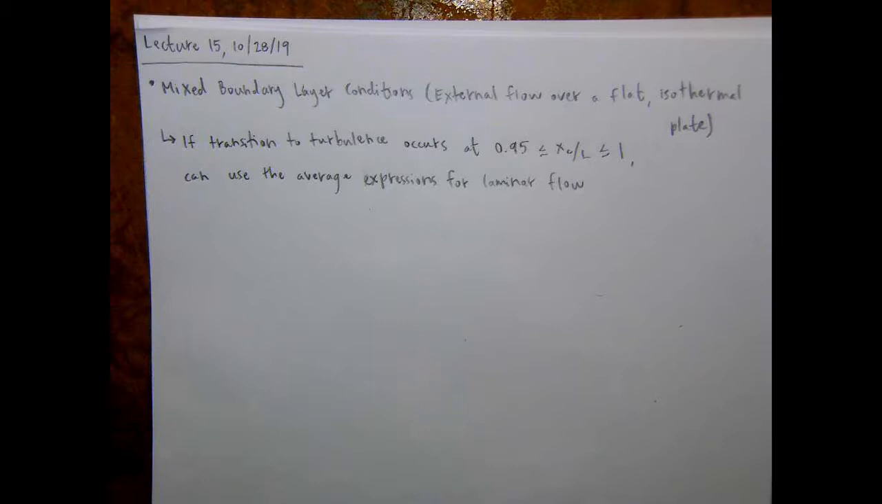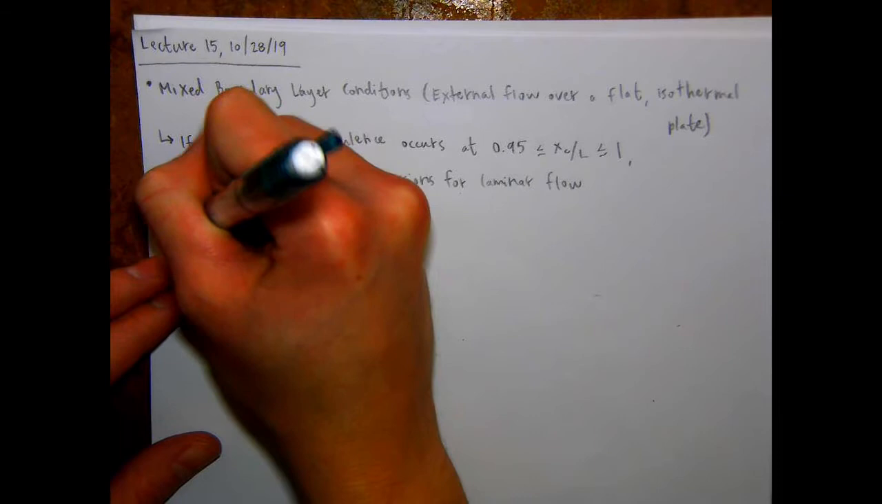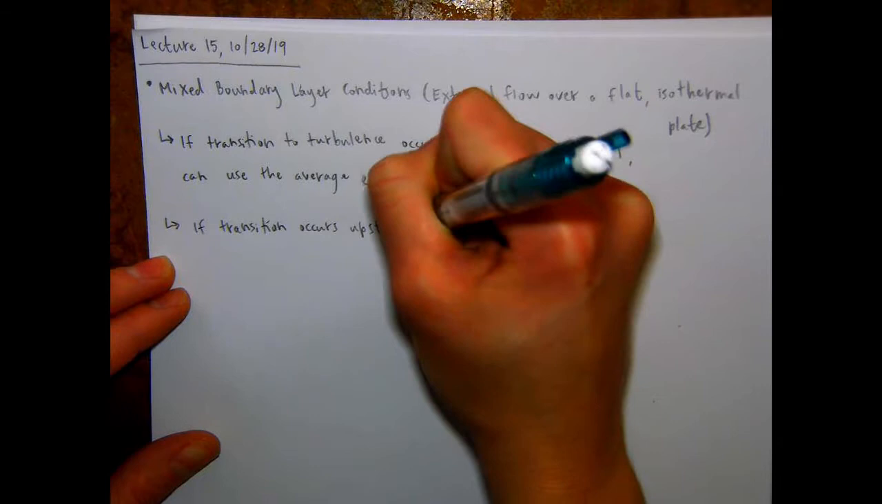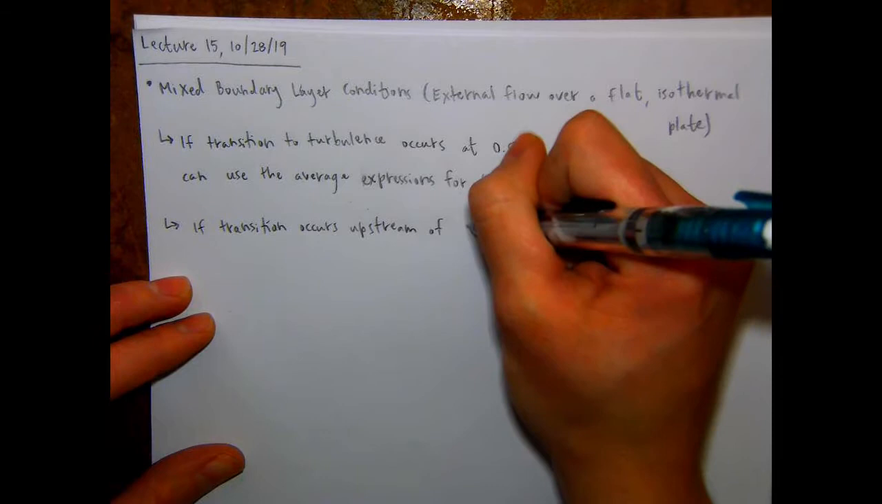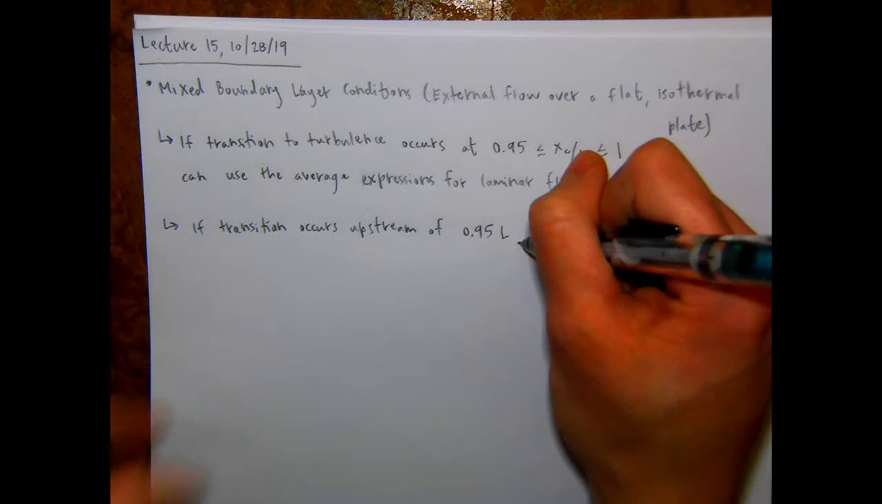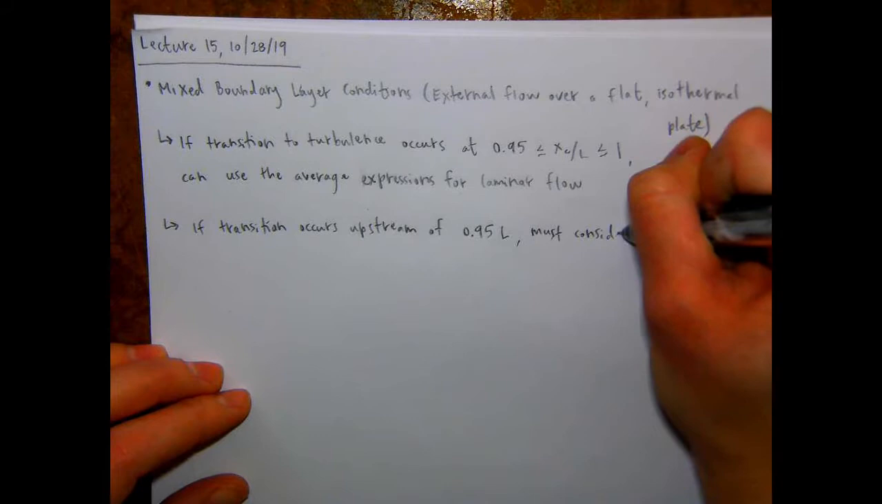But if it occurs upstream of the last 5% of the plate, you have to consider both the laminar and the turbulent regions impacting the spatial average. So if the transition occurs upstream of 0.95 times the length, you have to consider both laminar and turbulent regions.